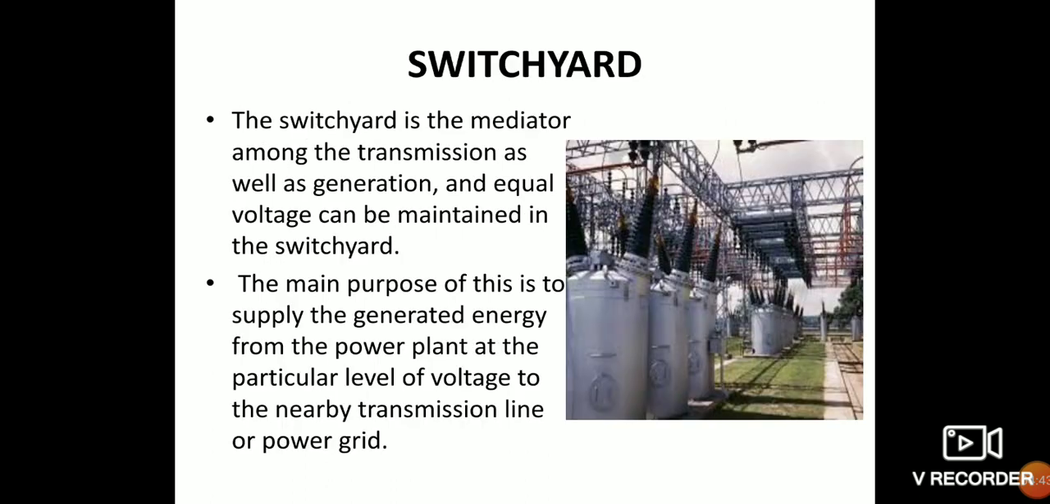Next, switchyard. It acts as a mediator between generation and transmission, where equal voltages can be maintained in the switchyard, which means the main purpose of this is to maintain the voltage between the generating stations and the distributing end at an equal level, at a particular level of voltage near the transmission line or the power grid.